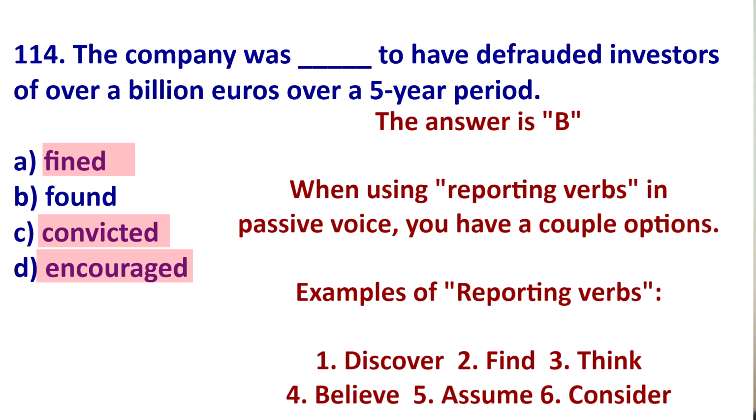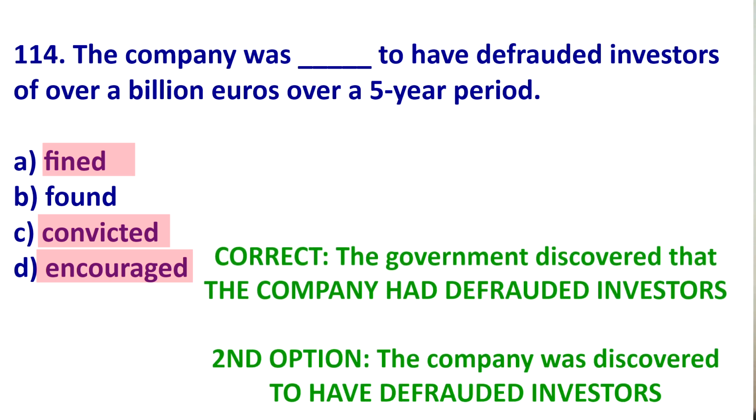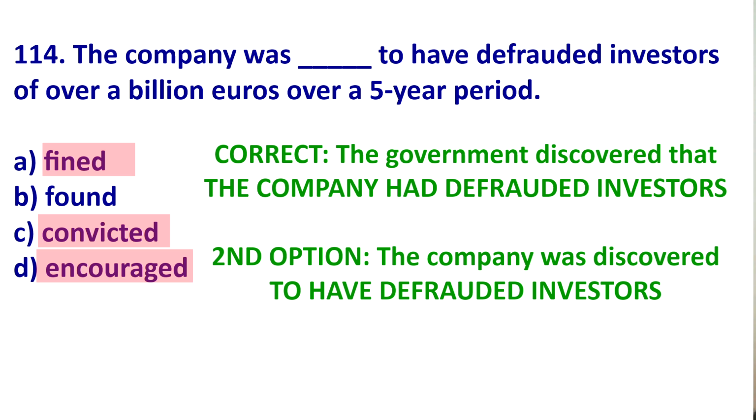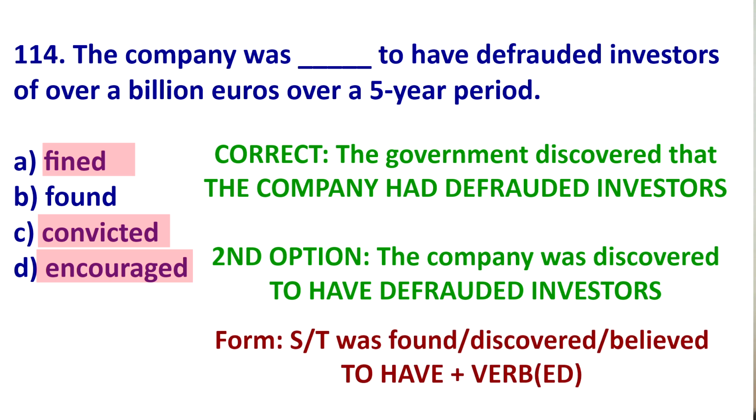Now, find, found can be reporting verbs. This is when they give information about something, maybe to talk about the past. Some examples are discover, find, think, believe, and assume. These are examples of reporting verbs. Now, we can say the government discovered that the company had defrauded customers, but there's actually another way to say this. If it is passive, you can often use the company was discovered to plus present perfect. So the company was discovered to have defrauded customers.